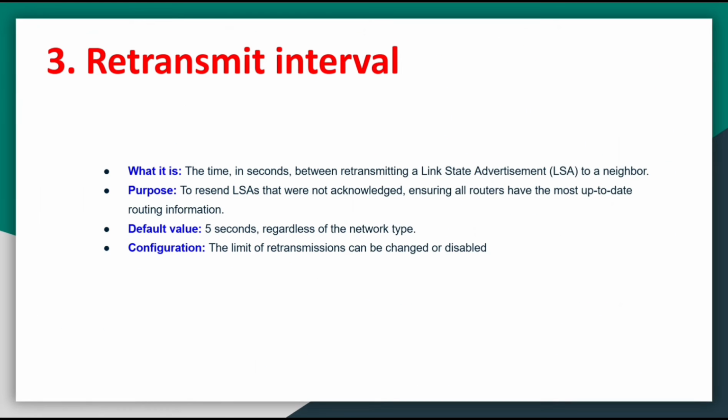Now, the third is the retransmit interval. What it is: the time in seconds between retransmitting a link state advertisement, LSA, to a neighbor. Purpose: to resend LSAs that were not acknowledged, ensuring all routers have the most up-to-date routing information. Default value: 5 seconds regardless of network type. Configuration: the limit of retransmission can be changed or disabled.